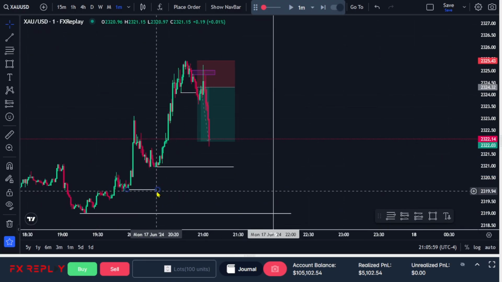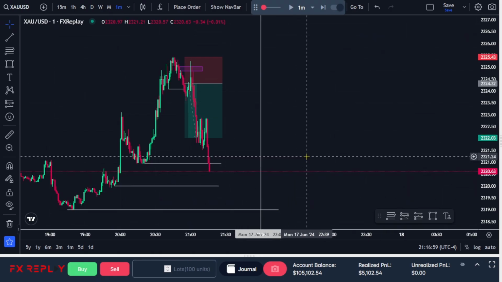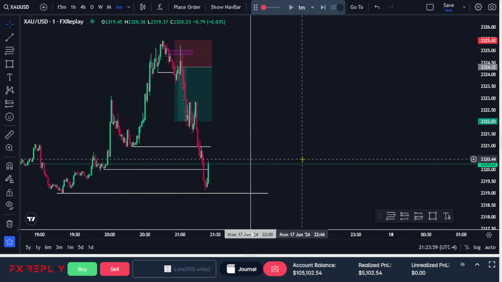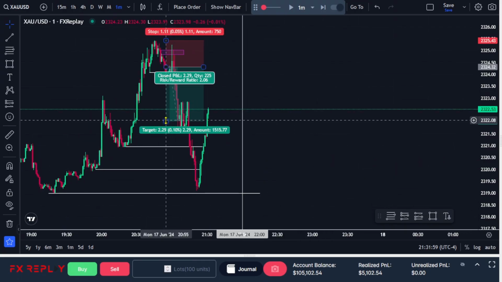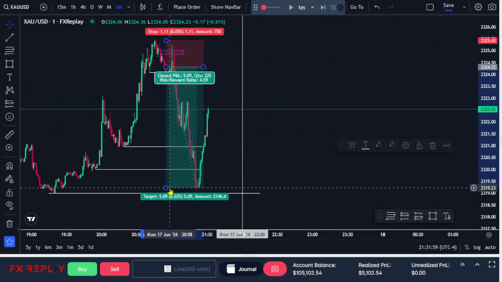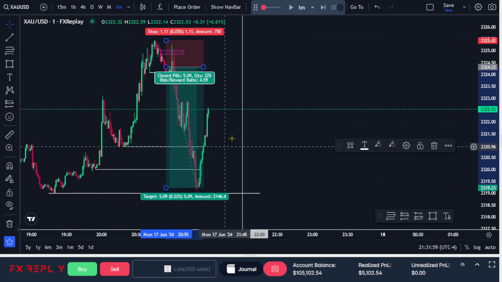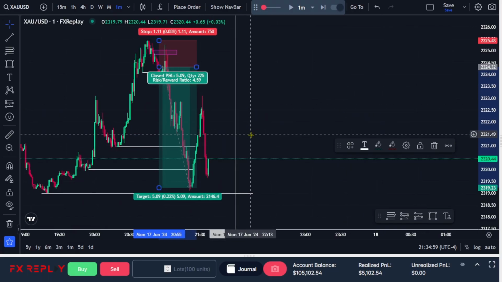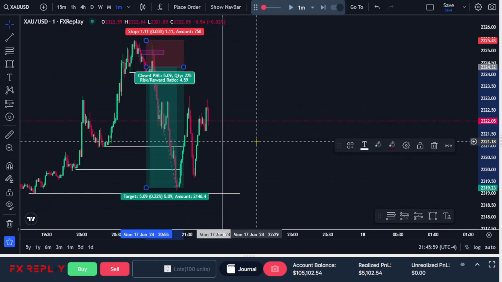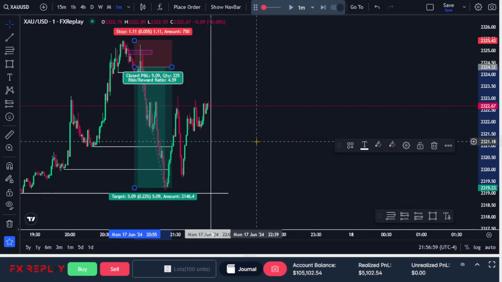Price went further and also targeted the sell side liquidity below, so you could have trailed your stop loss for even more profits, which would have given you an insane risk to reward ratio. But this doesn't happen every time, so I would suggest you stick to 1 to 2 risk to reward for better psychology and easier trade management.